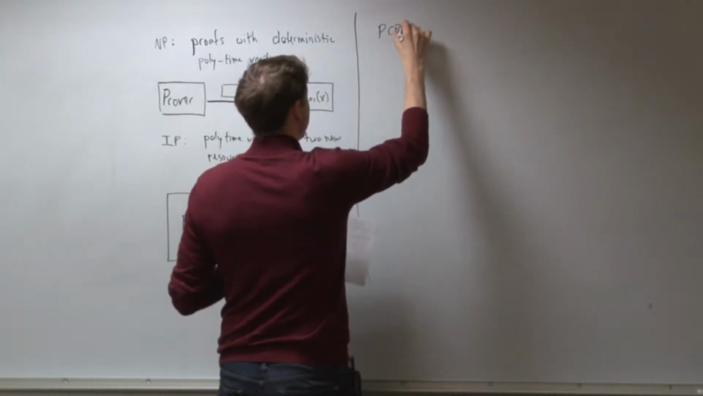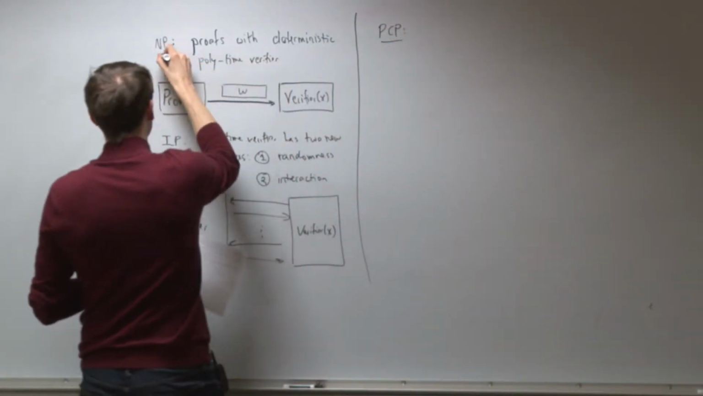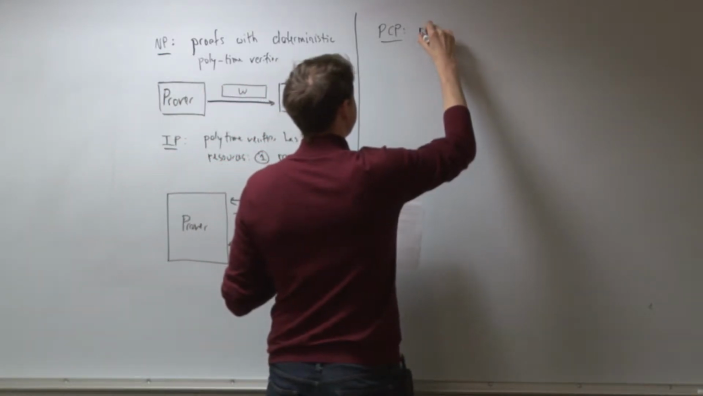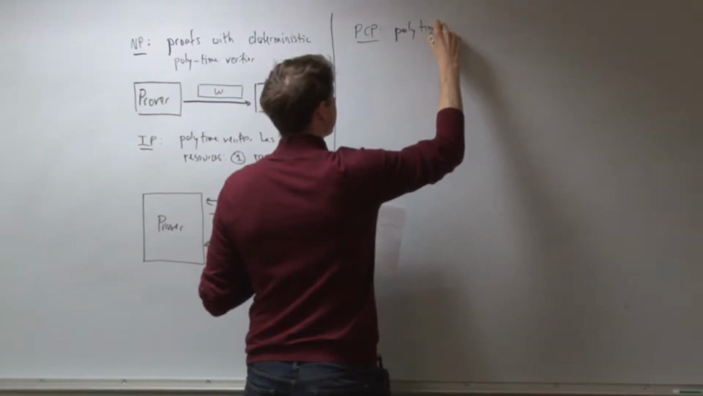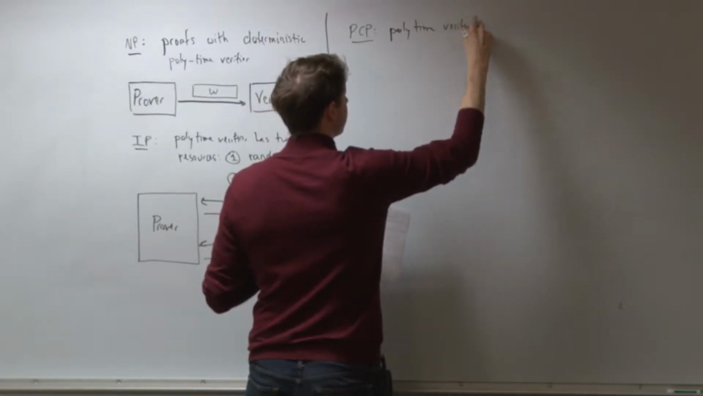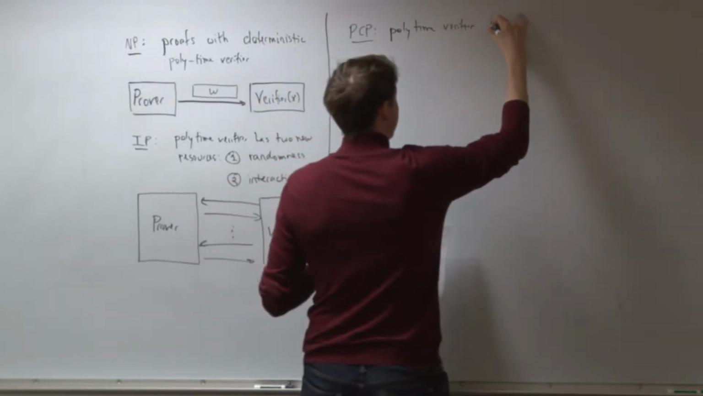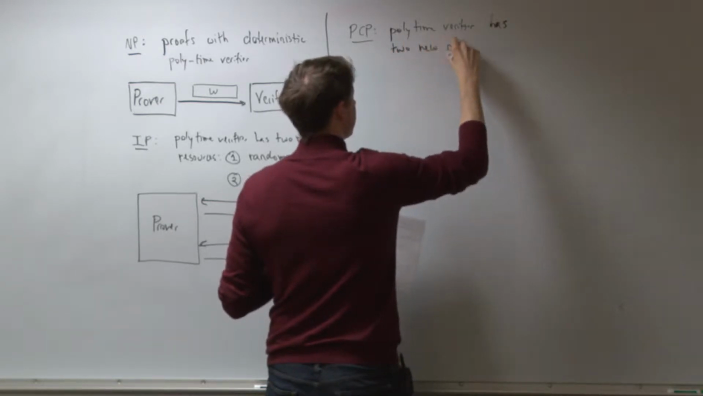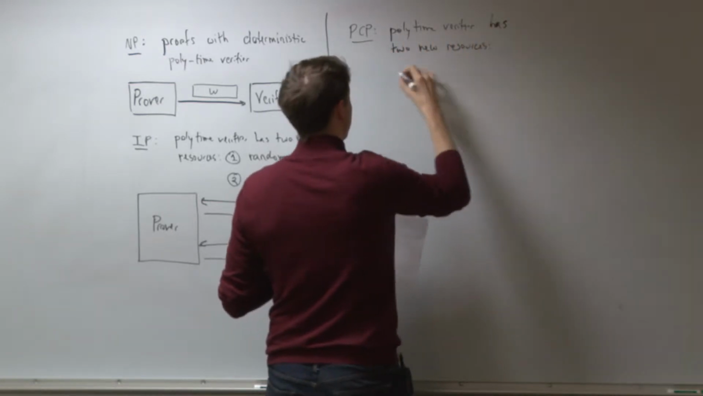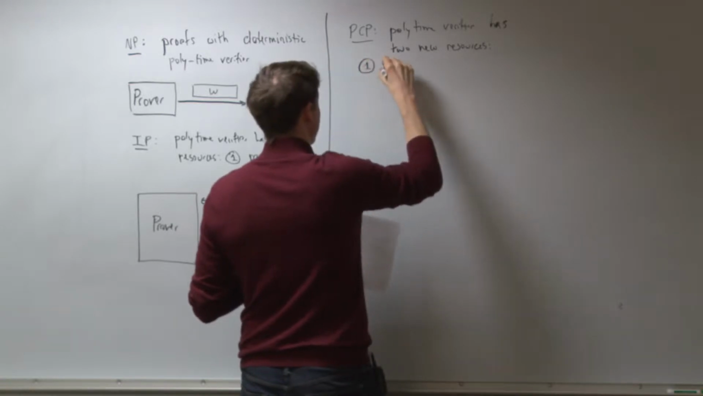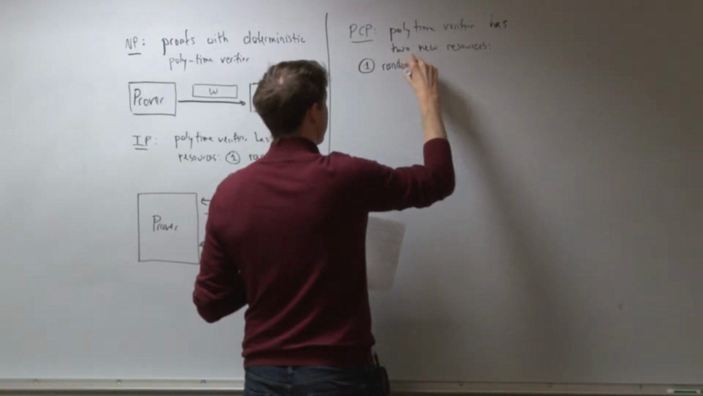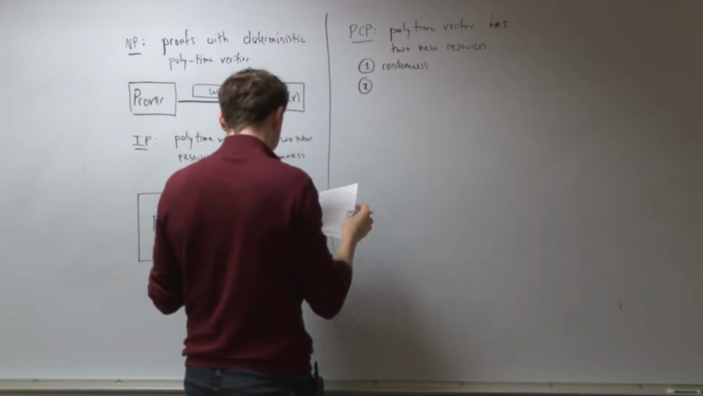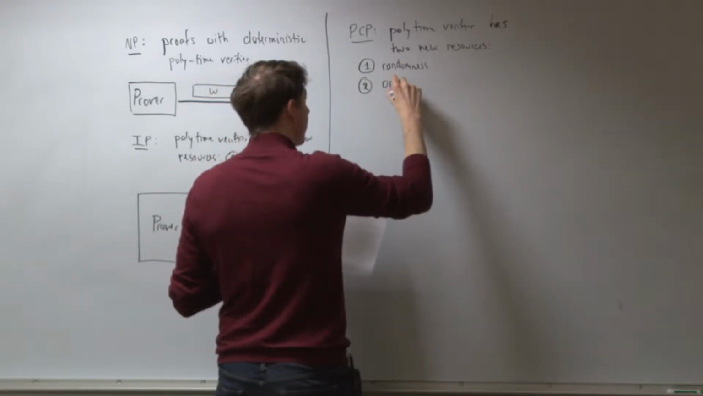And PCPs are basically an orthogonal variation to NP, where the polytime verifier again has two new resources. One of them again is randomness. Somehow it's really hard to do anything interesting without randomness. And the other one is oracle access to the proof.